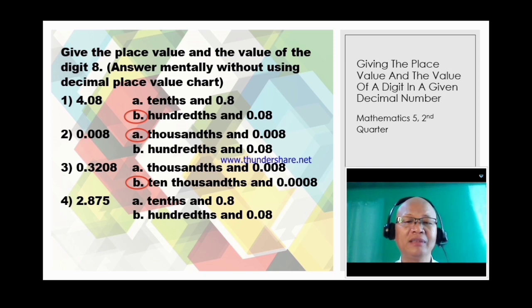Last number, number 4. This is mental estimate, no? Mental computation. So, you need to answer quickly. We have 2.875. So, what is our value, place value of 8 digit and the value of 8 digits? Yes. Letter A. Very good. Very quick. To say, correct. The answer is letter A. Tenths and 8 tenths. Wow.